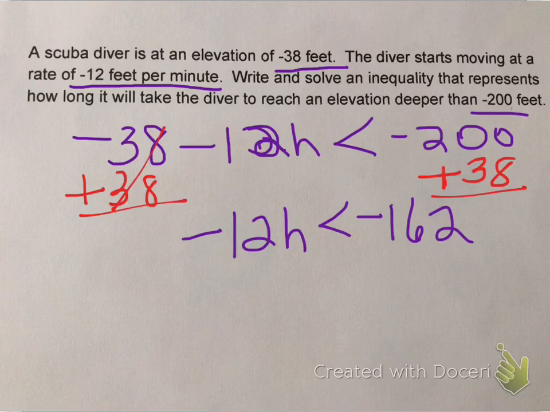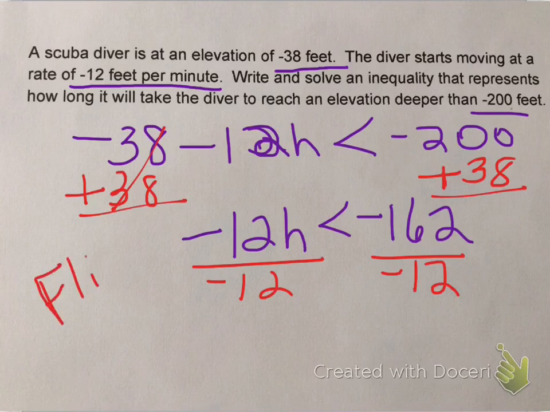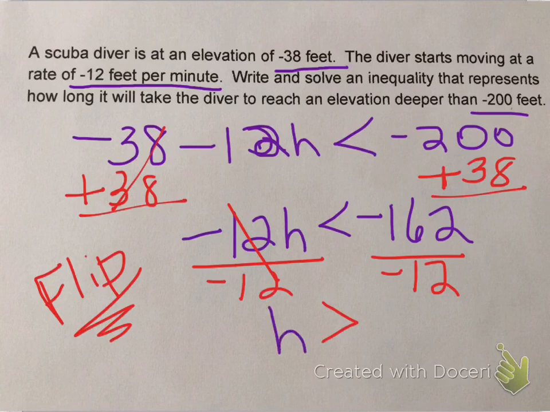Now we're going to get rid of our negative 12. So to do that, I'm going to divide by negative 12. Oh, what happens when I divide by a negative? I need to flip my symbol. So instead of less than, that's now greater than. My negative 12 cancels out on the left. I'm left with h is greater than negative 162 divided by a negative 12, which gives me a positive 13.5. And how long is that? That's hours. You should label that.